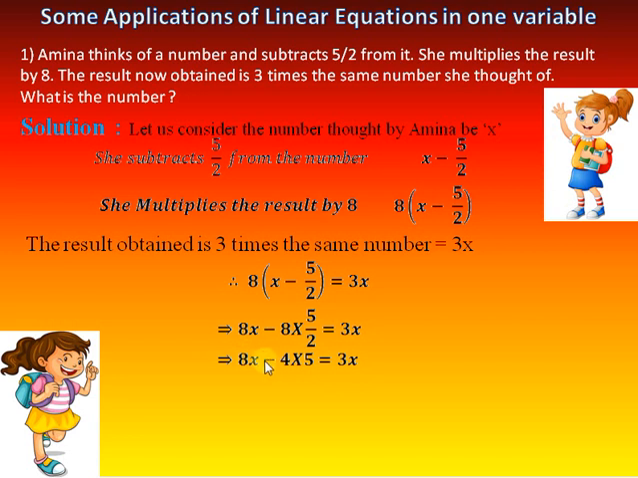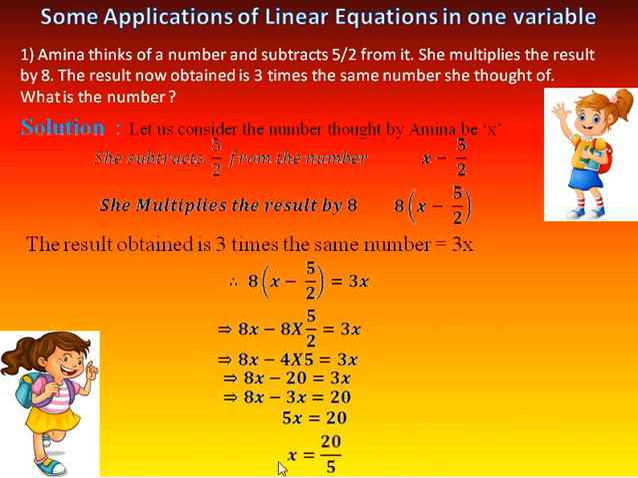Now 8x minus, 2 ones are 2, 2 fours are 8, so 4 into 5 is 20, equal to 3x. 8x minus 20 is equal to 3x. Now transpose this 20 towards your right hand side, take this 3x towards your left hand side, grouping the like terms. 8x minus 3x is 5x is equal to 20.